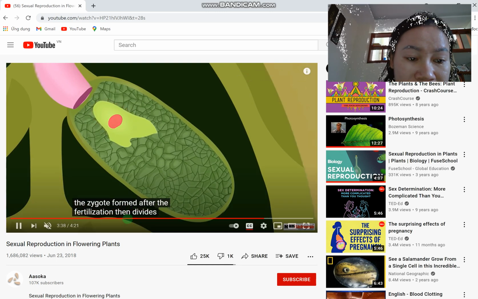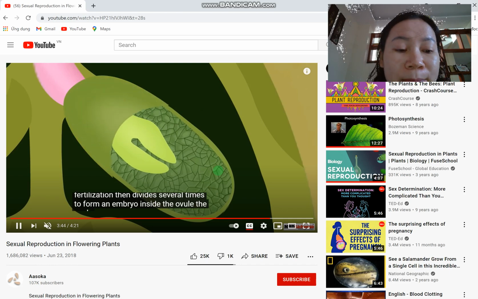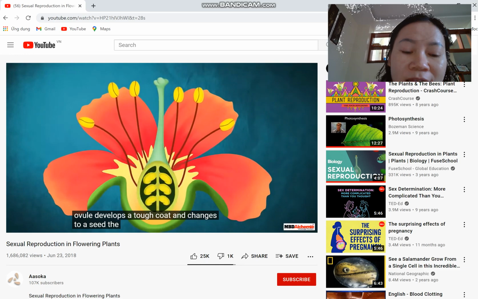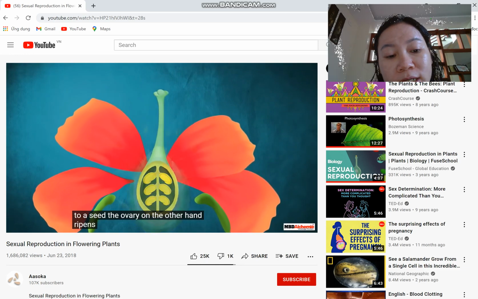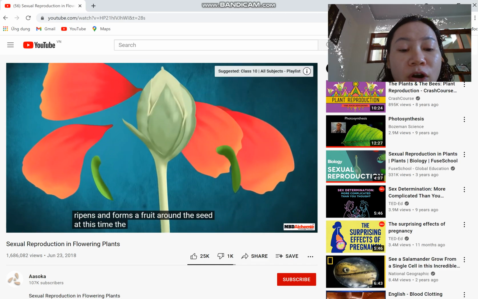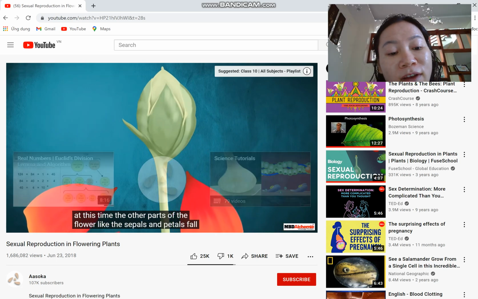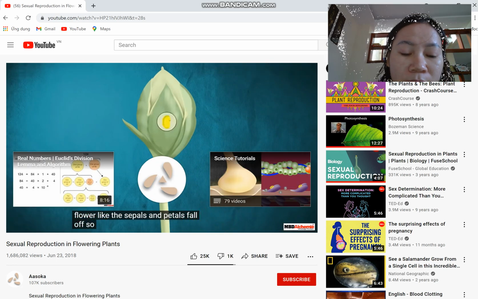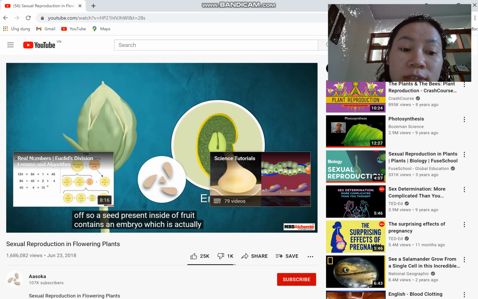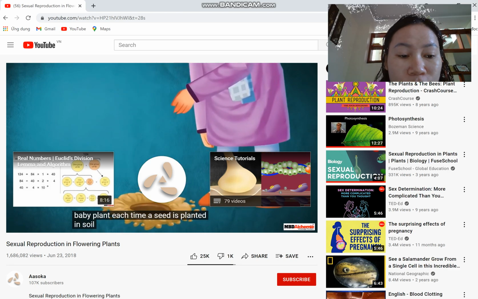The zygote formed after the fertilization then divides several times to form an embryo inside the ovule. The ovule develops a tough coat and changes into a seed. The ovary, on the other hand, ripens and forms a fruit around the seed. At this time, the other parts of the flower, like the sepals and petals, fall off. So the seed contains an embryo, which is actually a baby plant.